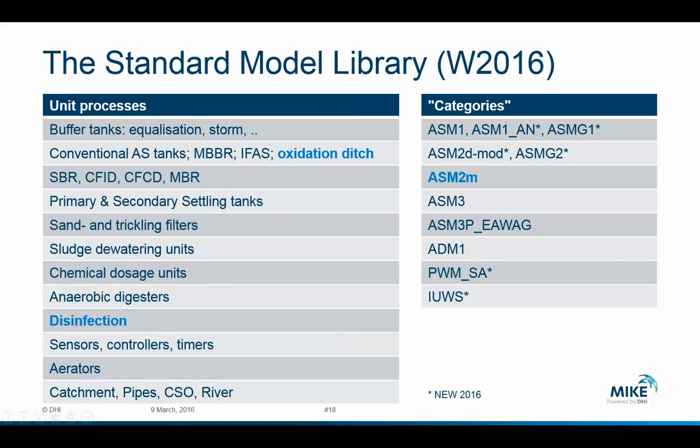And that besides the official activated sludge model series 1, 2, 3, and the ADM1, the anaerobic digestion model number 1, we also support a number of our own variants of these models. AN here stands for Anammox processes, G1 and G2 for greenhouse gas emissions, PWMSA is a plant-wide model developed in South Africa by our development center in South Africa.